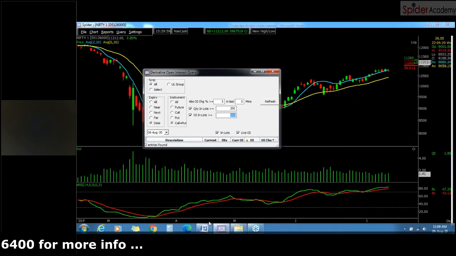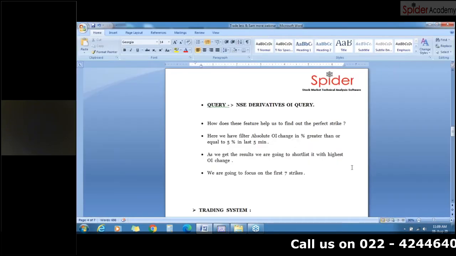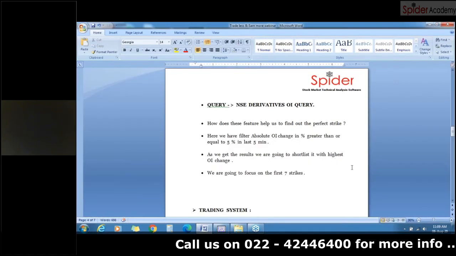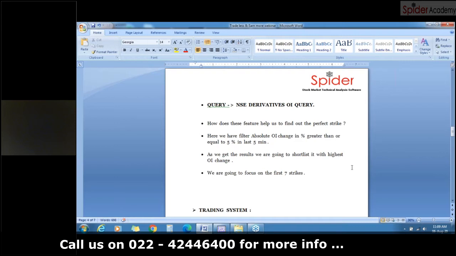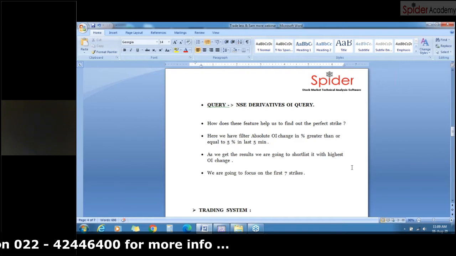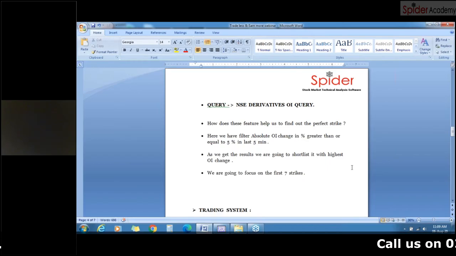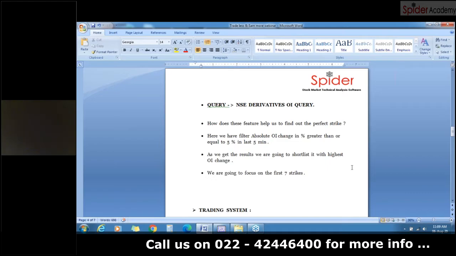Now how does this feature help us find the perfect strike? We have the filter: absolute OI change in percentage greater than or equal to 5% in the last 5 minutes. As we get the results, we are going to shortlist them with the highest OI change.